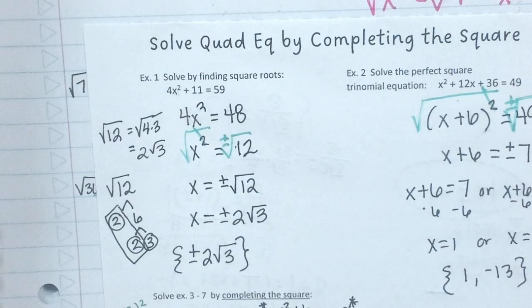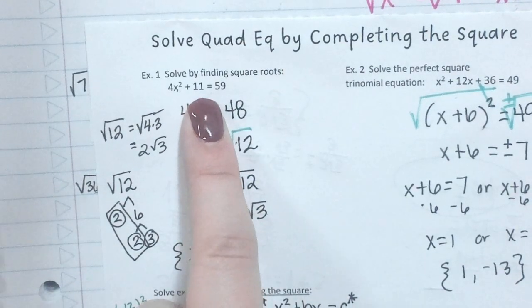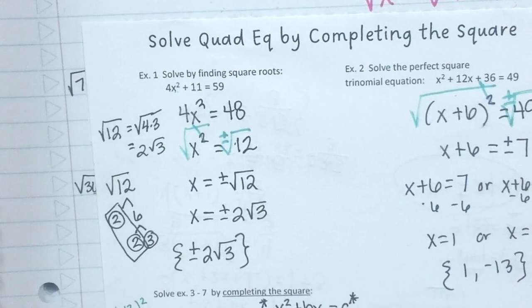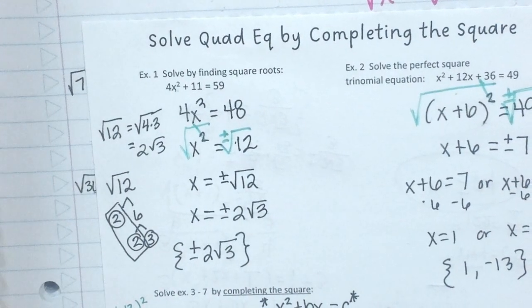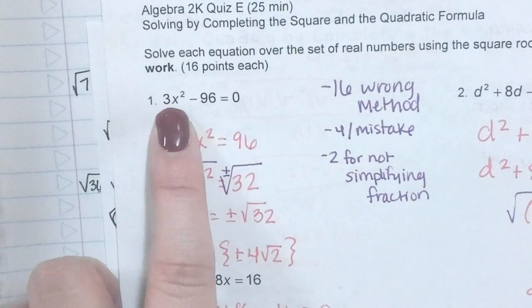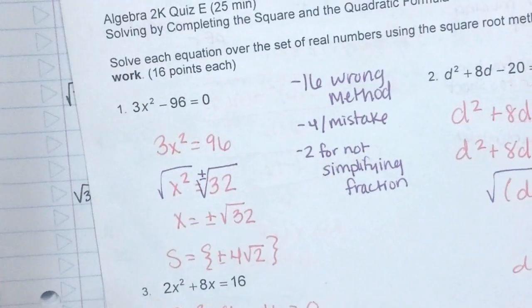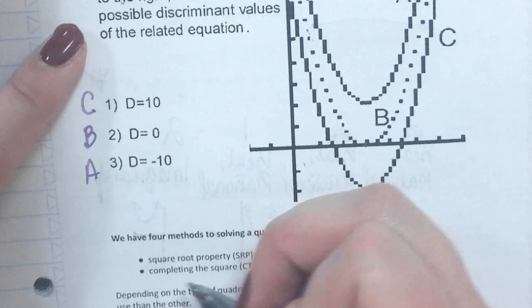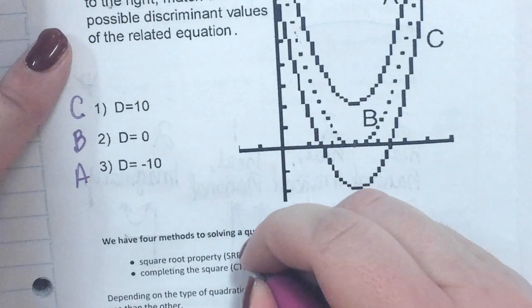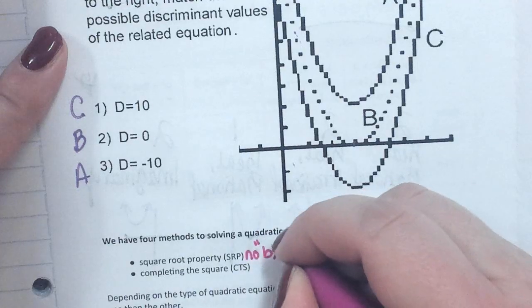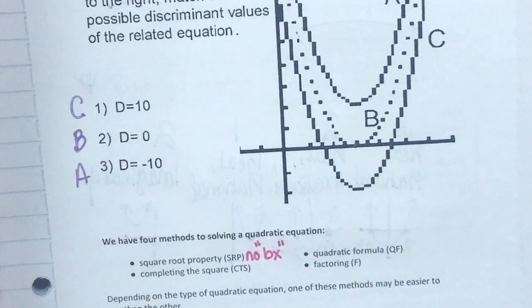Well, there's no bx term, right? To solve this question, and also number 1 on your quiz, all we needed to do is isolate the x squared, right? There's no bx term. So that's a clue. So I'm going to write that here. When do I use square root property? When there is no bx term. That's when I can use that one.